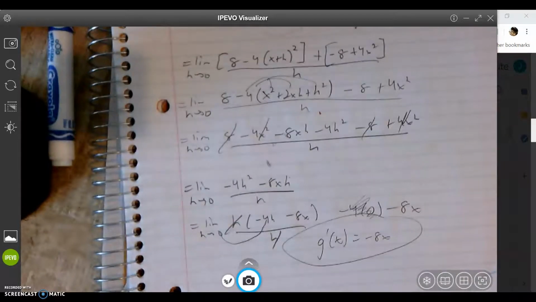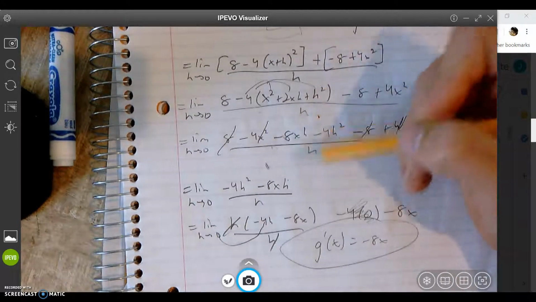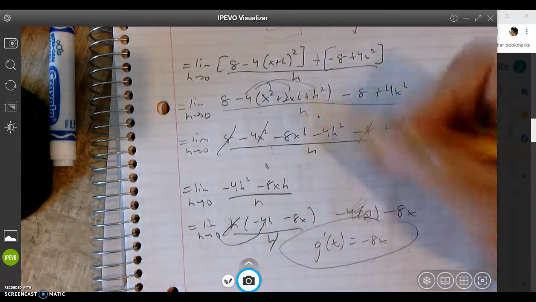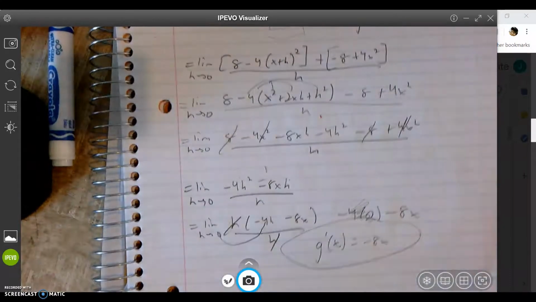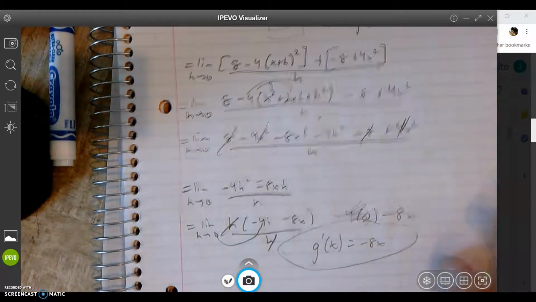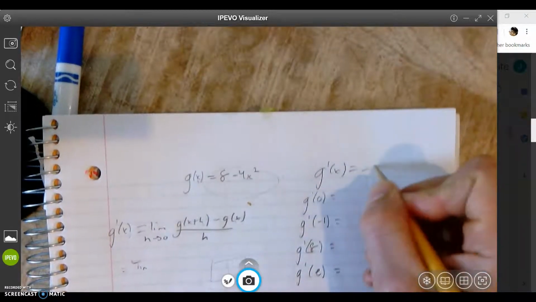There we go. Cool. If you didn't get that, that's okay. Rewind it and see if you can do the whole thing, or to see if you can get it now with your notes. Just cover up your notes like this and try and do it. Okay? That's okay if you didn't get it the first time. It's just kind of complicated. So now I'm going here. So g prime of x is negative 8x.